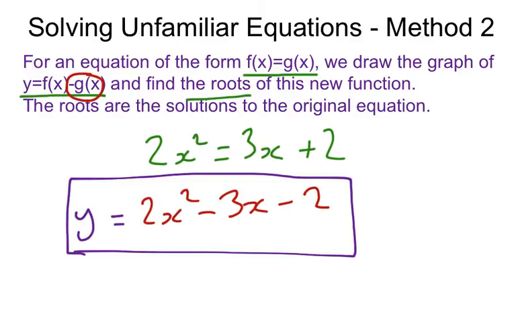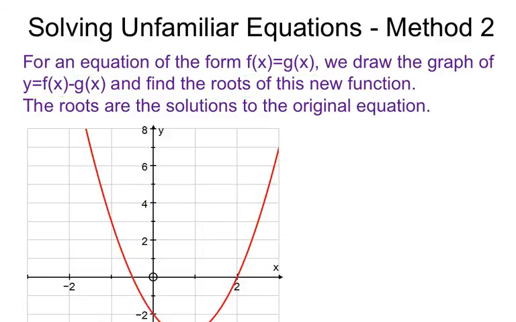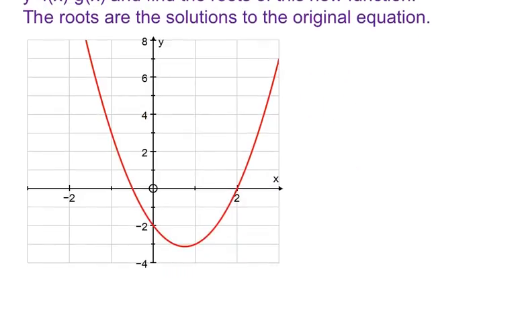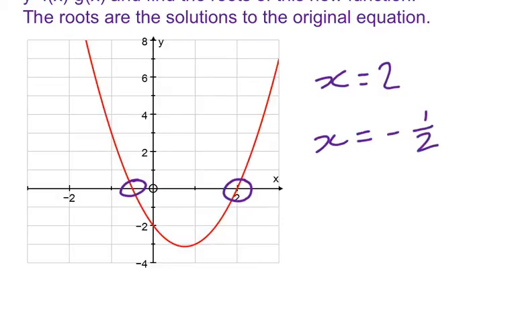And when we put that into our graphics calculator, we get this graph here. And then all we do is find the roots of that function, which are there and there. So we get the answers x equals 2 and x equals minus a half, the same as we did by looking at this the other way and algebraically.